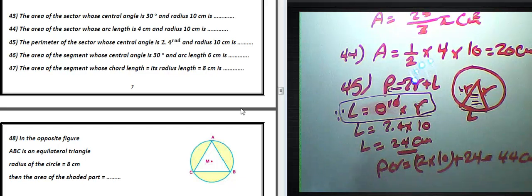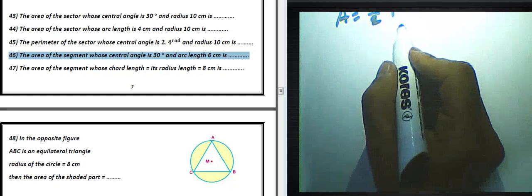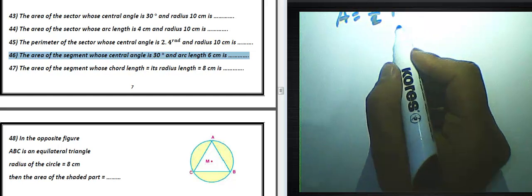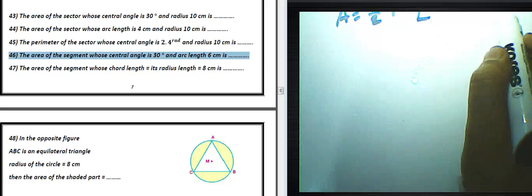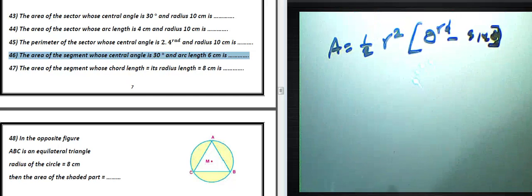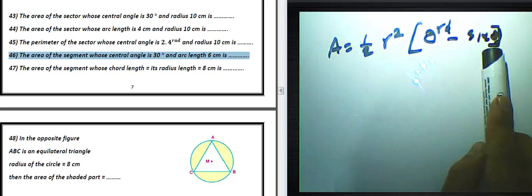Next question here, question 46. The area of the segment whose central angle is 30 degrees and the arc length is 6 centimeters is. We know the area of the segment equals half r to the power 2 multiplied by theta in radians minus sine theta.